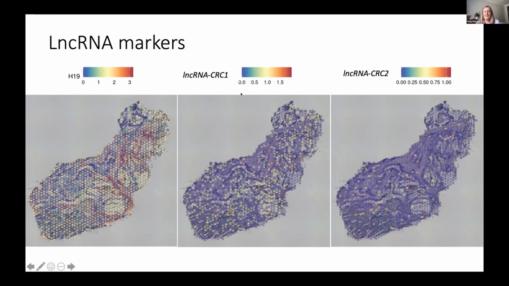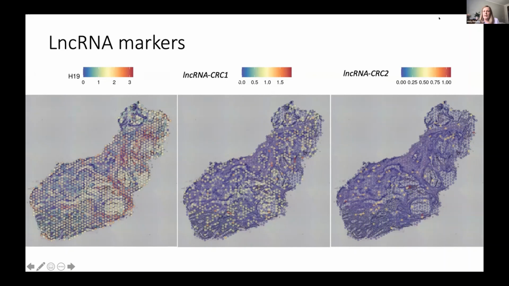So lincRNA CRC1 here is also upregulated slightly more specifically across tumor 1. And what I am really interested in is, you can see here, it somewhat follows the darker, more nucleated malignant epithelial tissue, and it seems to be a lot less in the stromal regions over here.